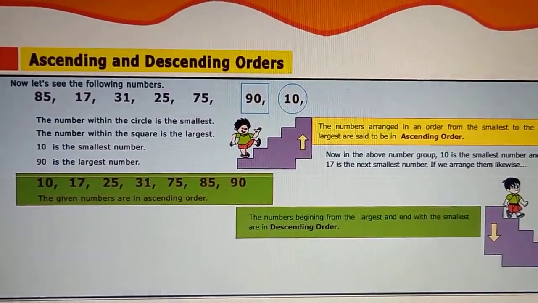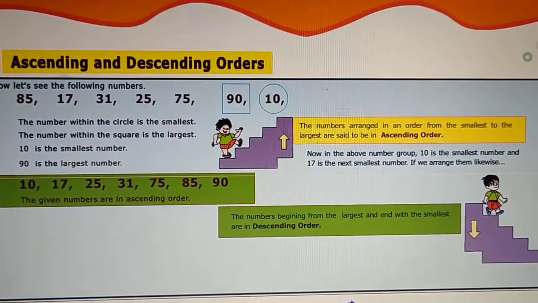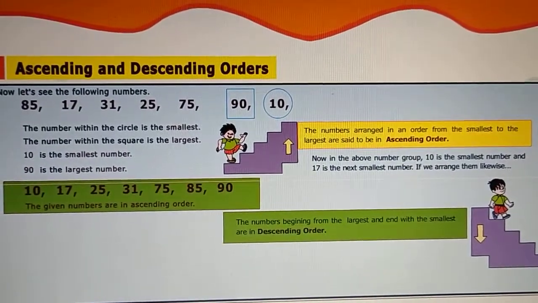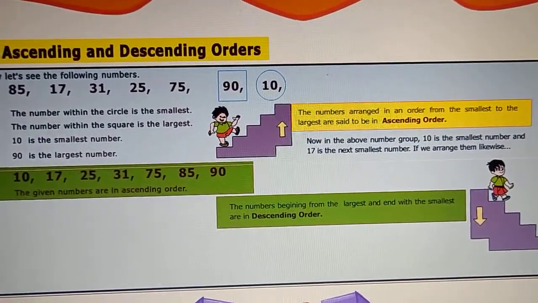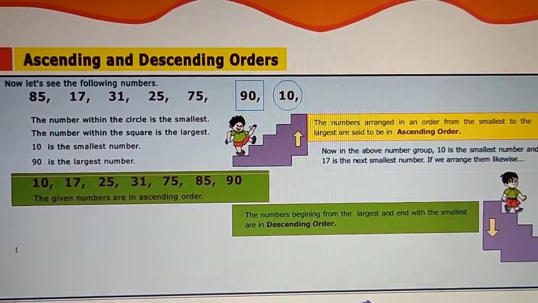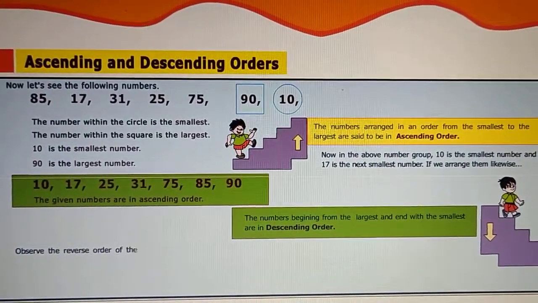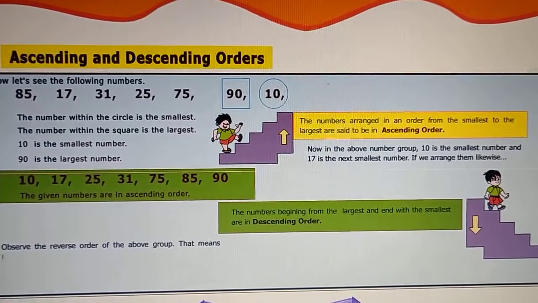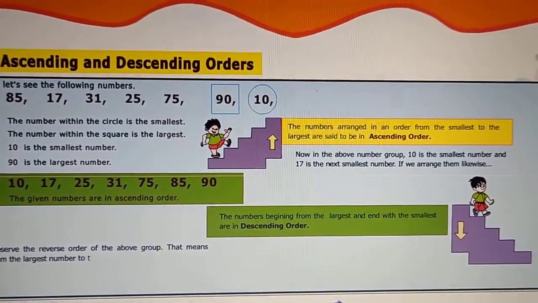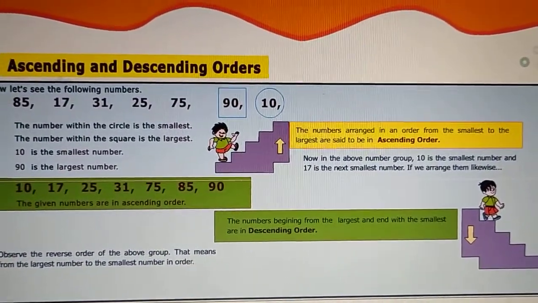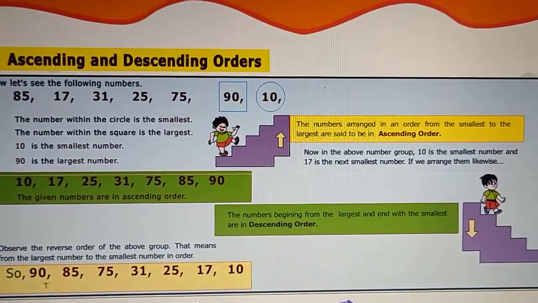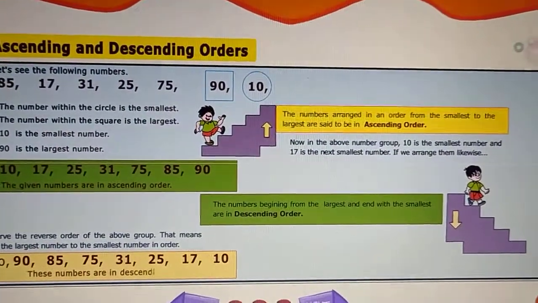The numbers beginning from the largest and ending with the smallest are in descending order. Observe the reverse order of the above group. That means from the largest number to the smallest number in order. These numbers are in descending order.